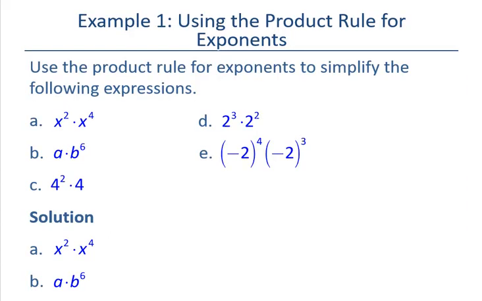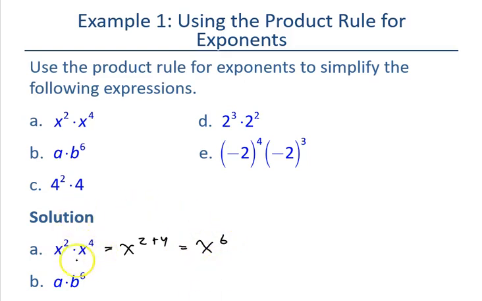Okay, use the product rule for exponents to simplify the following expressions. Okay, let's just work our way through these. Get a pen out. Okay, notice we've got x squared times x to the 4th. Well, we have the same bases, so that's the same thing as saying x to the power of 2 plus 4, which when we evaluate that, you get x to the 6th.